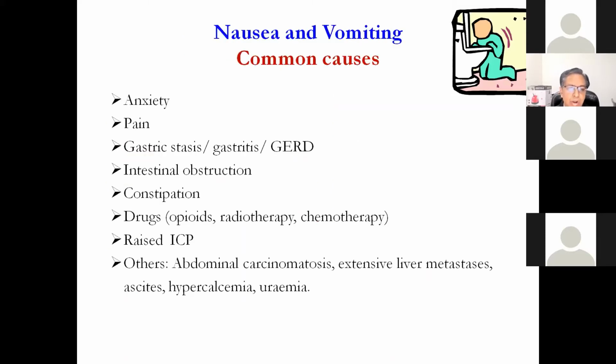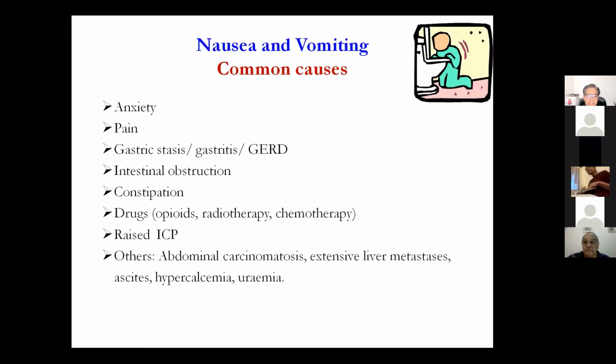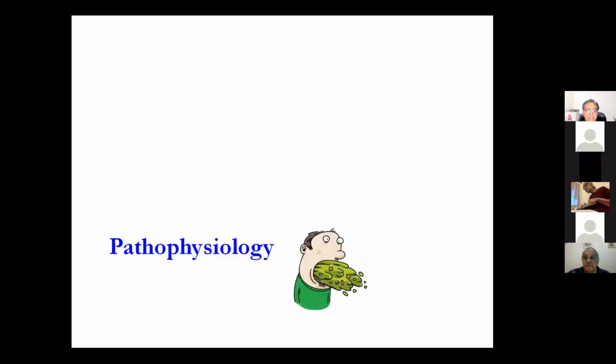Of these, the most common reasons for nausea and vomiting in a palliative care setting include the anxiety, the pain, the gastric status or the gastritis, the obstructions, the constipation, the use of drugs, which includes not only the analgesics like opiates, morphine, but also the radiotherapy and chemotherapy as a part of treatment management for the patients with advanced cancer. They could also be because of the brain tumors or brain metastasis leading to raised ICP, and there could be other regions of the abdomen that can lead to the nausea and vomiting, in addition to the metabolic abnormalities.